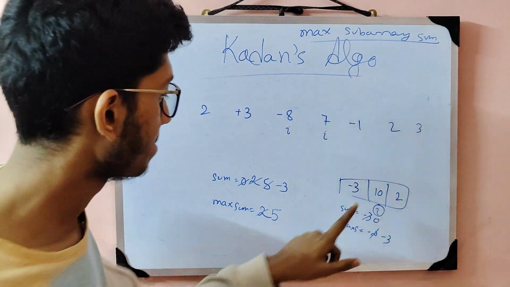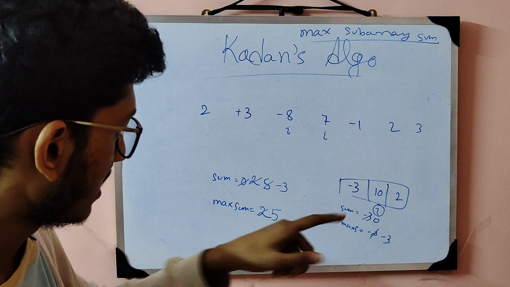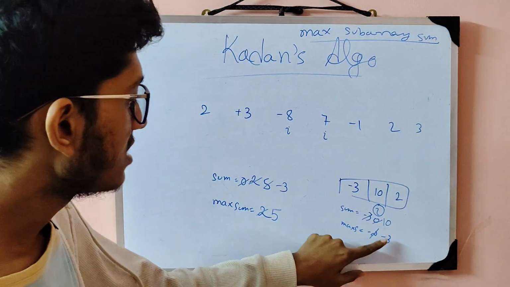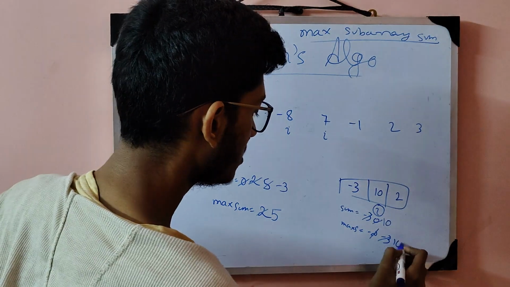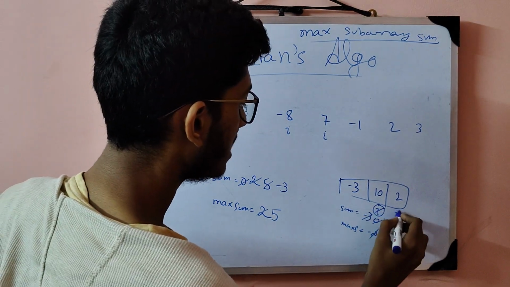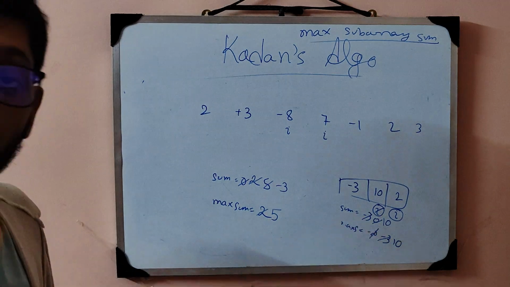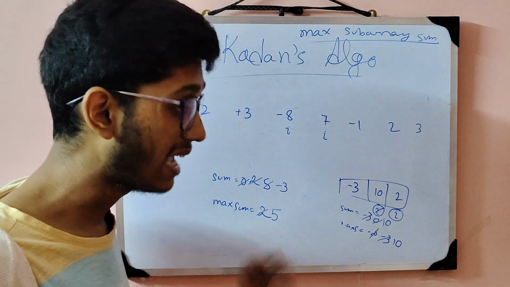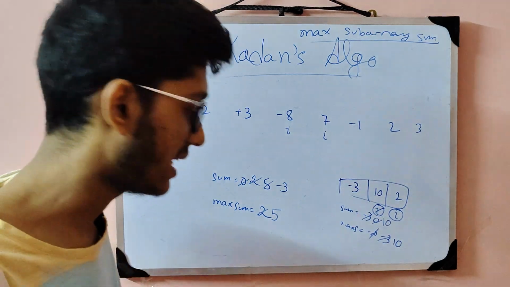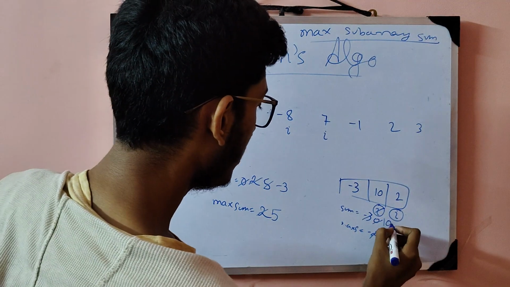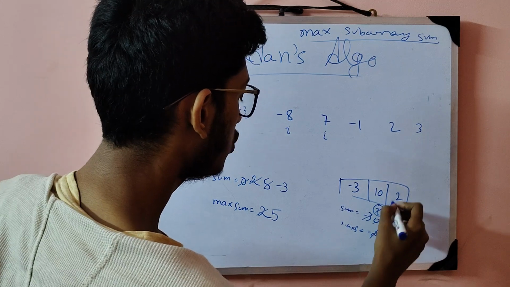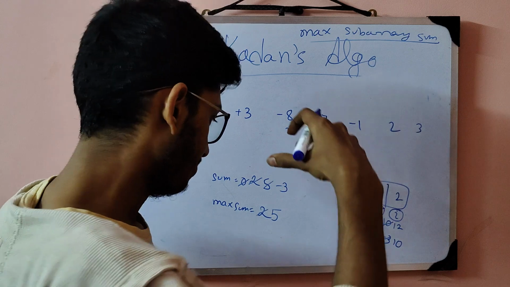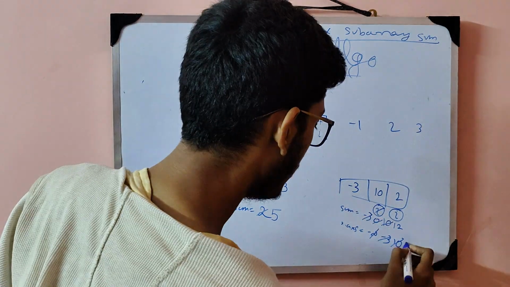I am here at 10. Sum is 10 now. 0 plus 10, 10. 10 is greater than minus 3. Yeah, 10 is greater than minus 3. Max sum is 10. And I am going to the next element. Here I am not making sum as 0. Why? Because here I have got something positive and I need to carry on. I need to propagate it. And I will add up, like 2 plus 10, it will be 12. And as sum is greater than maximum, max sum will be 12.